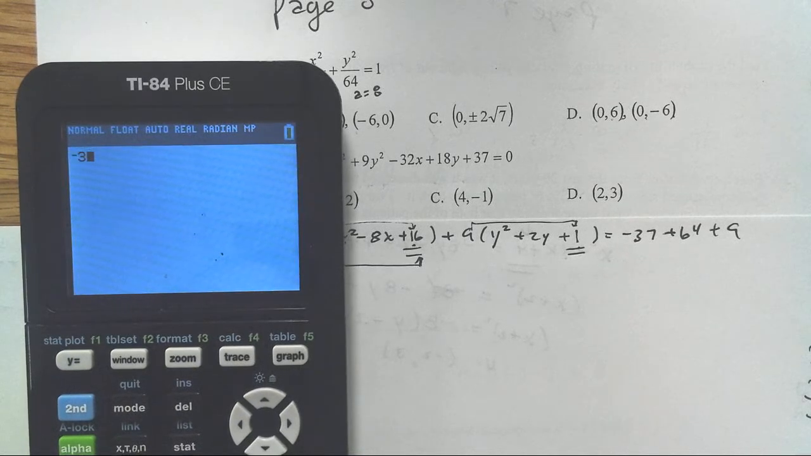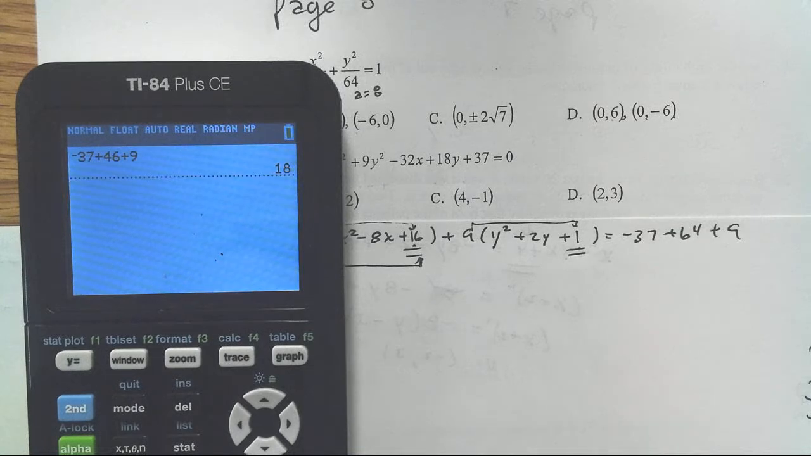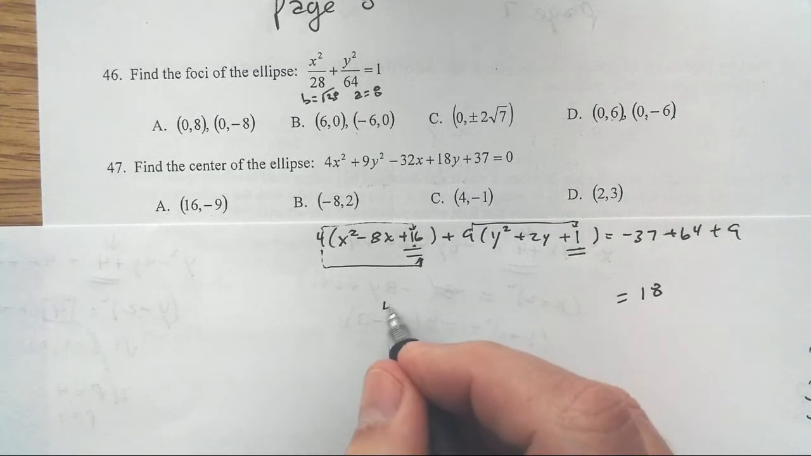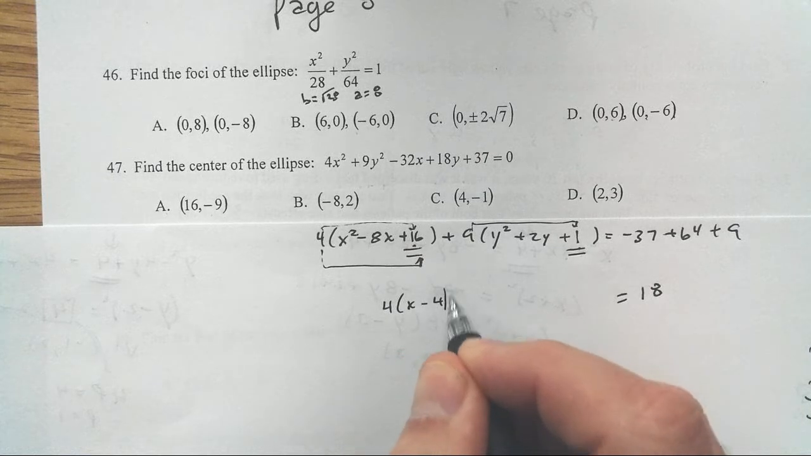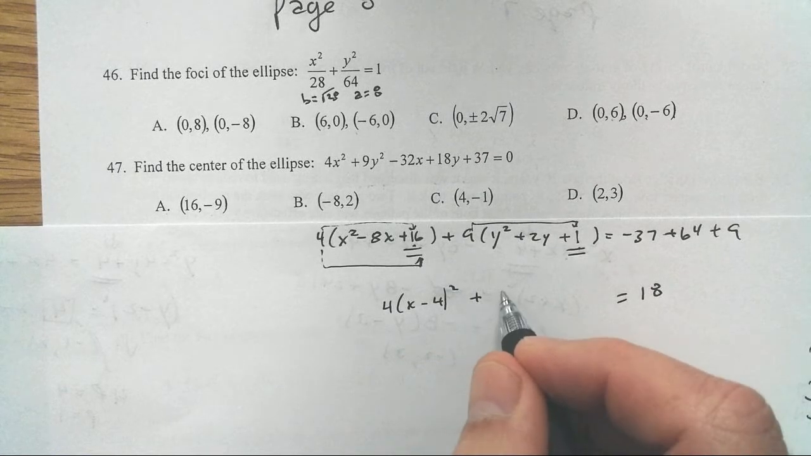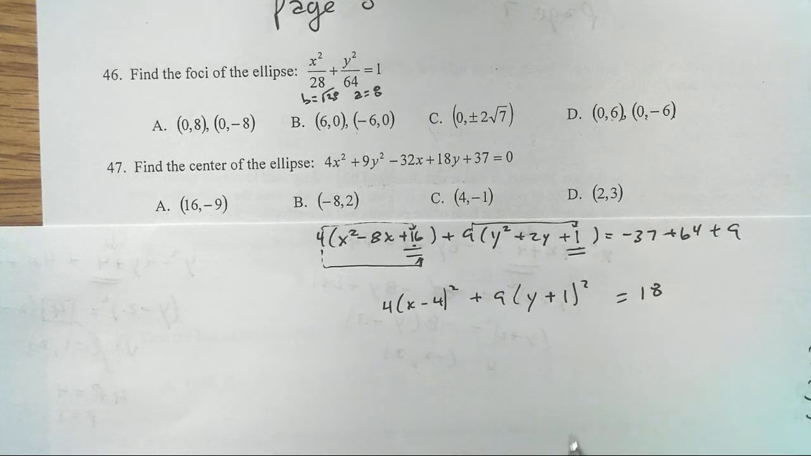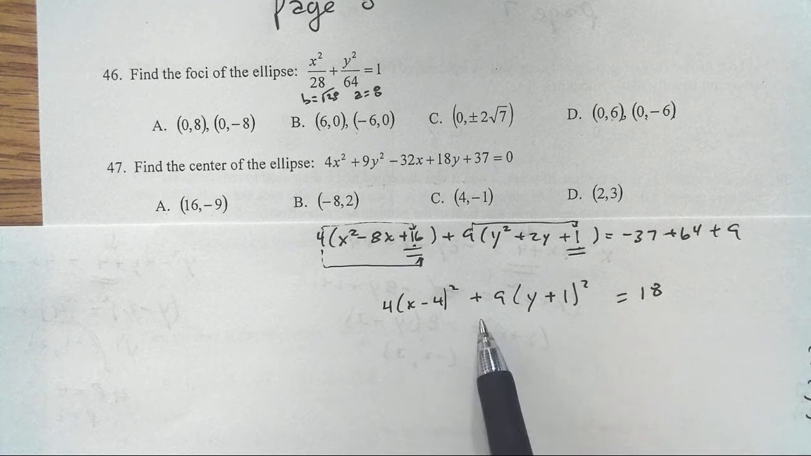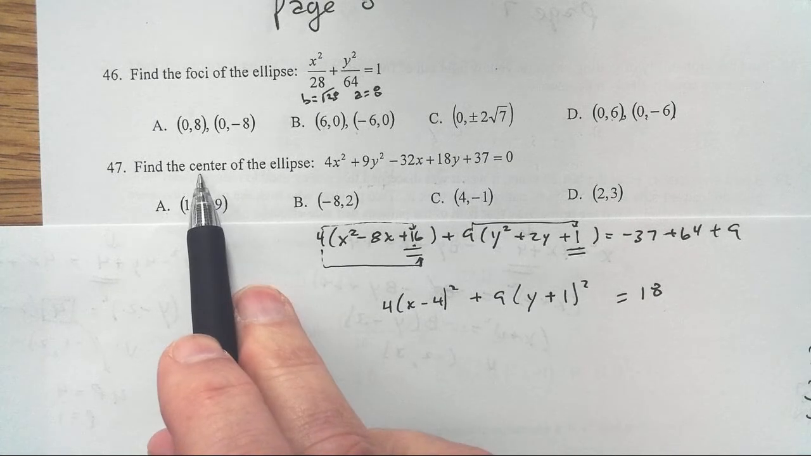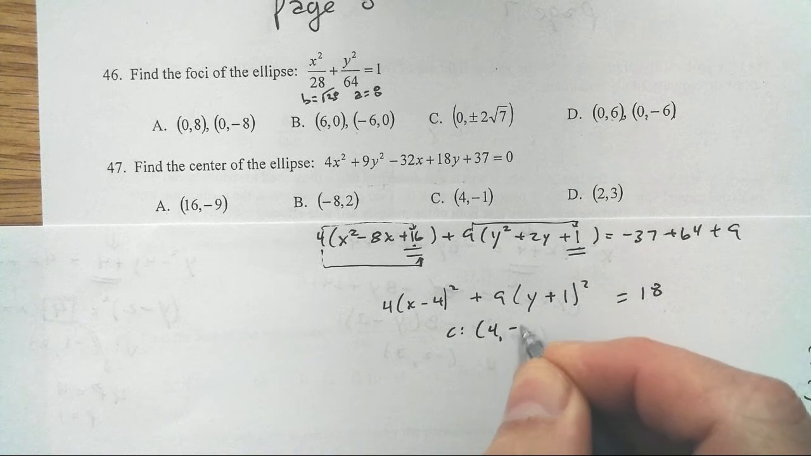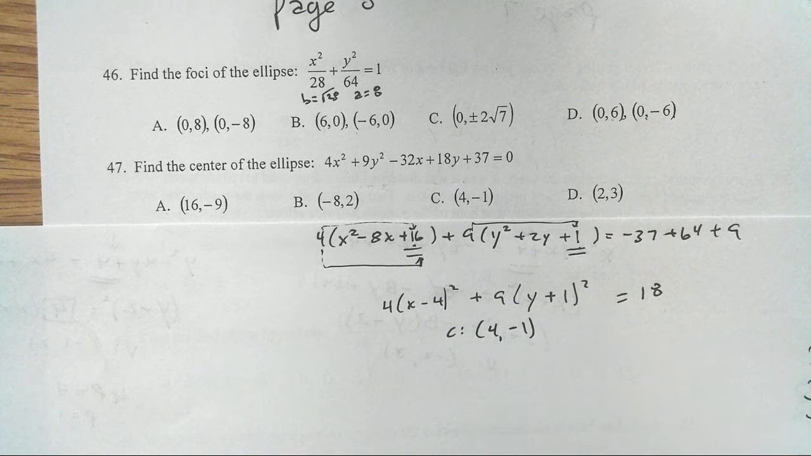We're going to go negative 37 plus 64 plus 9. And we get 18 equals 4 times x minus 4 squared plus 9 times y plus 1 squared equals this. And to get this in standard form for an ellipse, I'd divide both sides by 18, but I just want the center. The center is 4, negative 1. Or C.